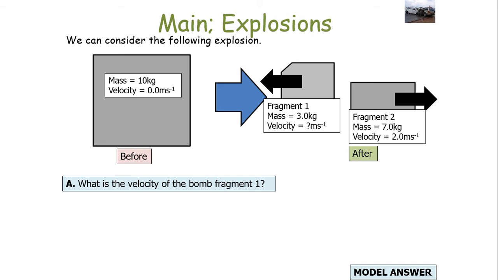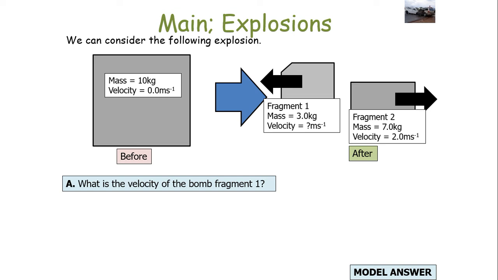So, you've got a bomb or an explosive which has a mass of 10 kilograms and a velocity of 0 meters per second before the explosion. Afterwards, the bomb breaks into two fragments. Fragment 1 has a mass of 3 kilograms, but we don't know its velocity, whilst fragment 2 has a mass of 7 kilograms and a velocity of 2 meters per second. Note that in this question, moving to the right is defined as positive. So what's the velocity of bomb fragment 1?